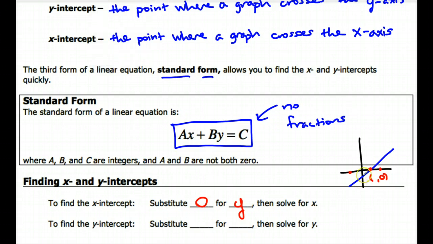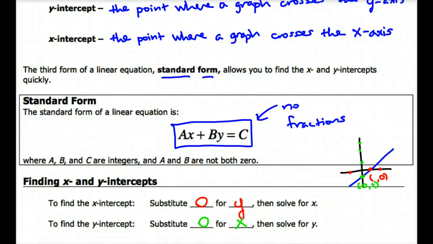If you think about where the y-intercept is on this graph, that would be this point right here. And the ordered pair for that point is going to be 0, comma, something. And that's going to be true of every point on the y-axis. No matter where that y-intercept is, the x-coordinate will always be 0. So to find the y-intercept, you're going to substitute a 0 in for x in your equation, then solve for y. So the point is this: anytime I give you an equation and you want to find the intercept, either the x or the y, you always substitute a 0 in for the opposite variable.